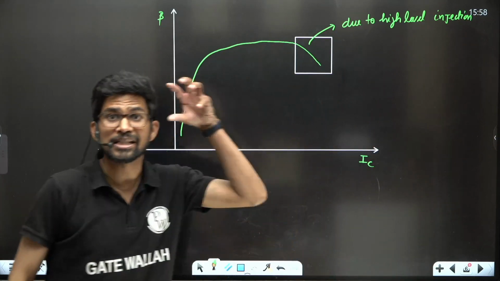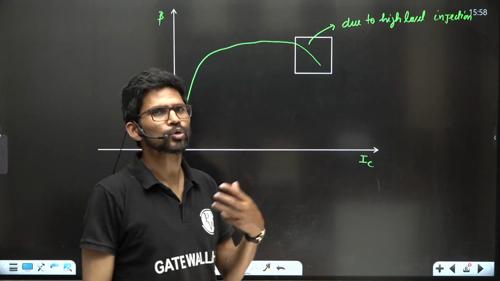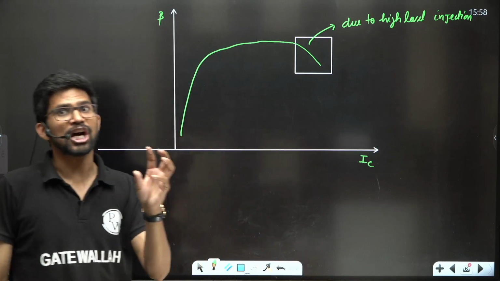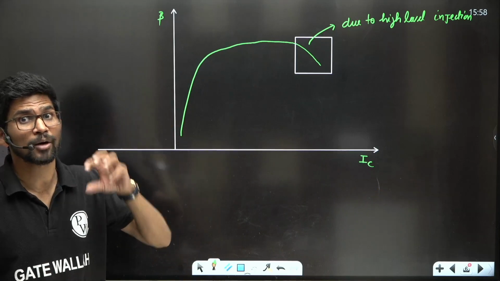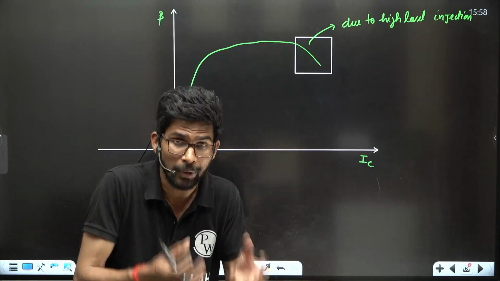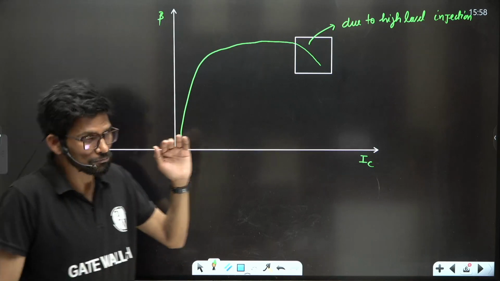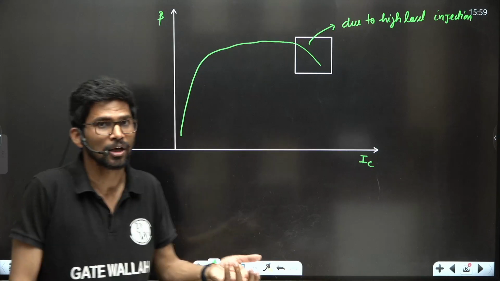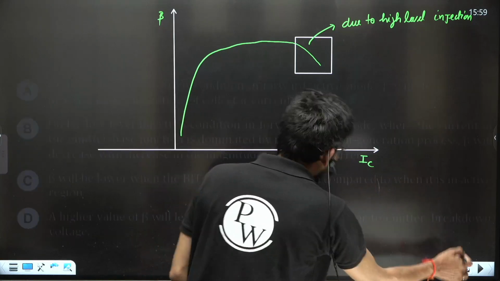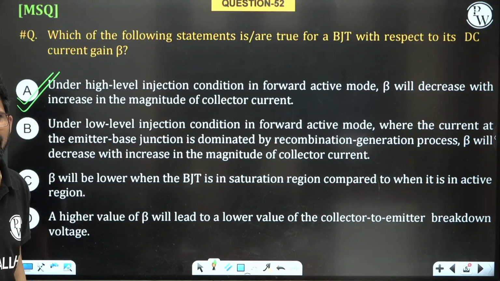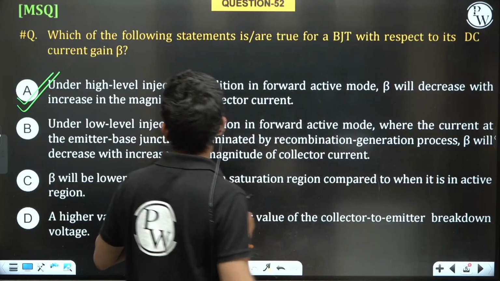High level injection means the charge carriers injected from the emitter into the base are very, very high. Due to this, the injected charge carrier concentration, which is minority in the base region, becomes higher than the concentration of the majority charge carrier in the base region. Under this condition, with increasing collector current, the current gain beta decreases. So option A is absolutely right.